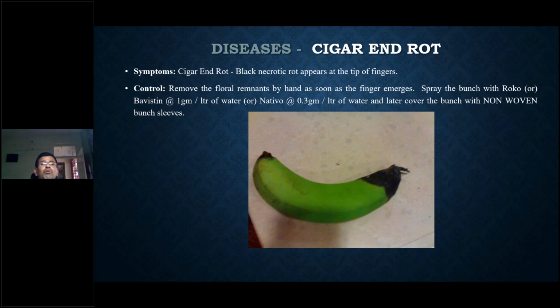Spray the bunch with Rocco or Bavistin at the rate of 1 gram per liter of water, or Nativo. You can even use Ridomil Gold at the rate of 2 grams per liter of water. After spraying, you can cover the bunches with non-woven bunch covers.